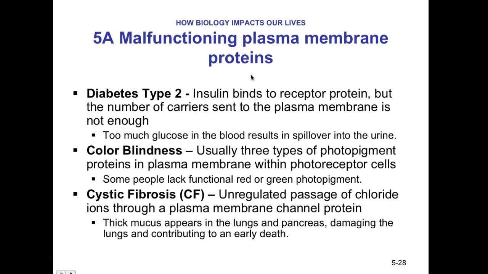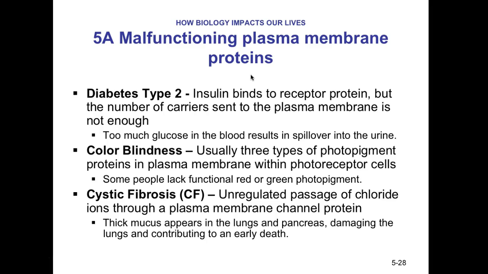Malfunctioning plasma membranes. There are some diseases. Diabetes type 2 is when you have failure for insulin to bind to receptor proteins, but the number of carriers sent to the plasma membrane is not enough. So insulin does bind and yet you don't have enough carriers, and ultimately what happens is you get too much glucose in the blood that results in a spillover into urine, therefore increasing your glucose levels in the urine. Color blindness is usually 3 types of photopigment proteins in the plasma membrane that have photoreceptor cells for light. Some people lack functional red or green photopigment, therefore you would have color blindness.